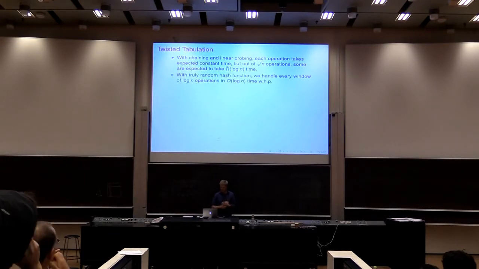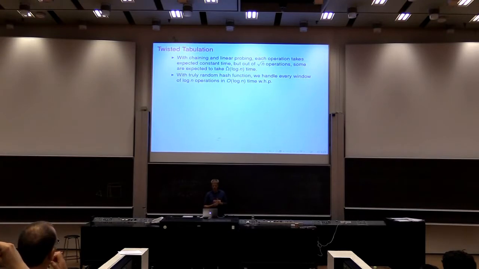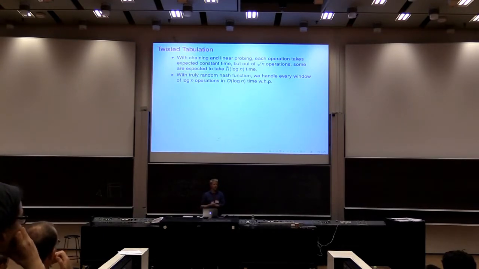But if you have true random hashing, then what you can say happens with high probability is that any log n operations are dealt with in order log n time. Okay, so we can't give any promise for the individual operation, but as long as you're just looking at the amortized number, or a logarithmic number of operations, then you're down to constant time, and you can promise that.